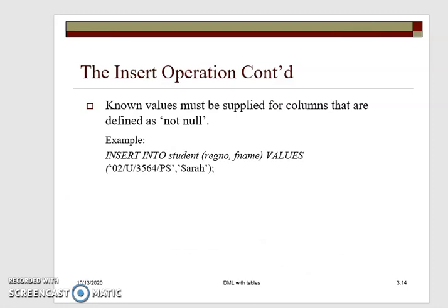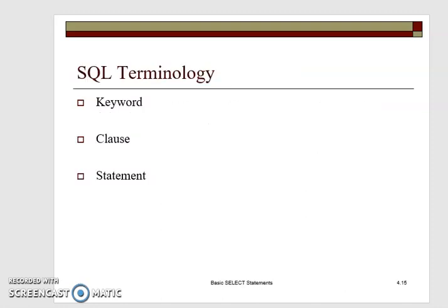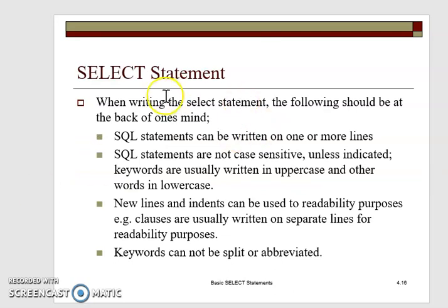Okay, values must be supplied for columns that are defined as not null. That is automatic. All columns that you have specified with a not null constraint, you have to give the values for that particular column. So in SQL terminology, you have the keyword, we have the clause, and then we have the statement. When writing the select statement, the following should be at the back of one's mind.